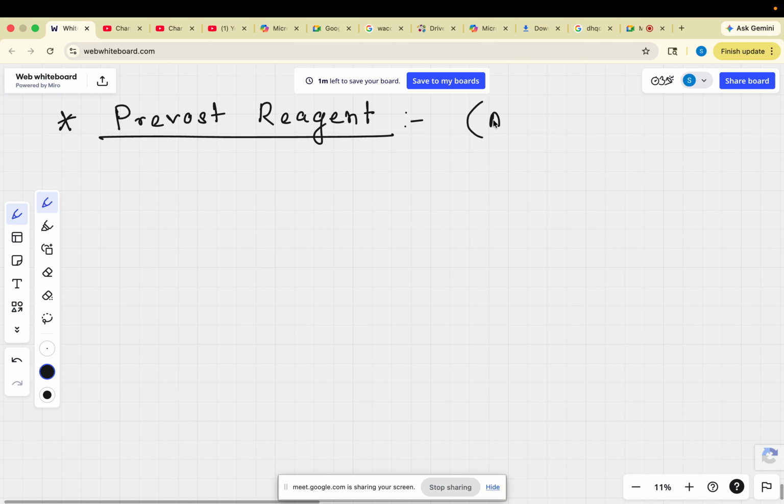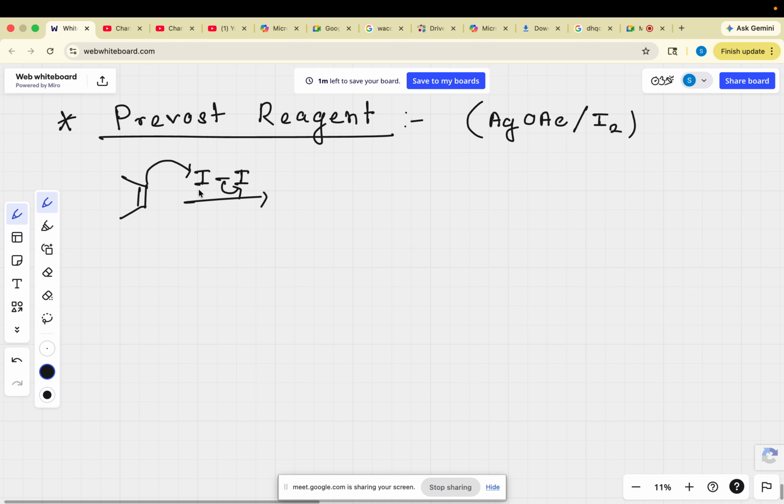So this is your silver acetate in presence of iodine. Suppose you have this alkene compound. If I have iodine, so what will happen? Iodination will happen. The alkene will attack on this iodine.